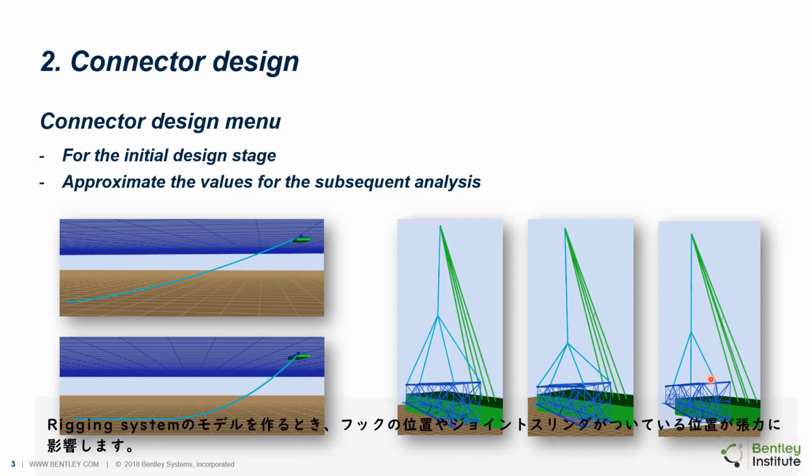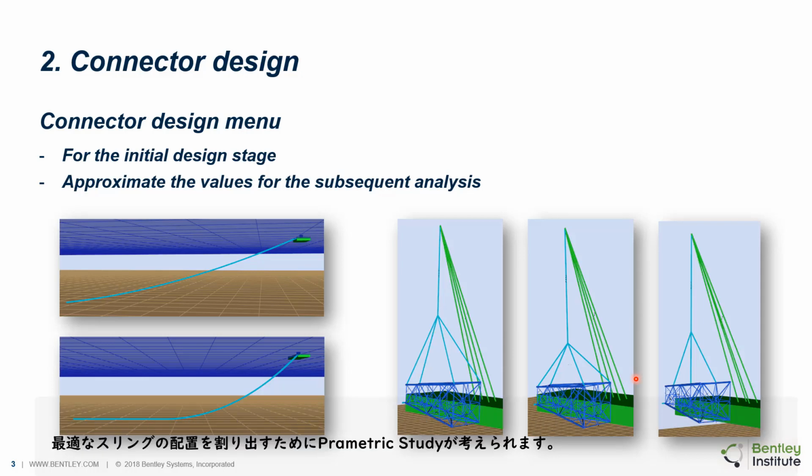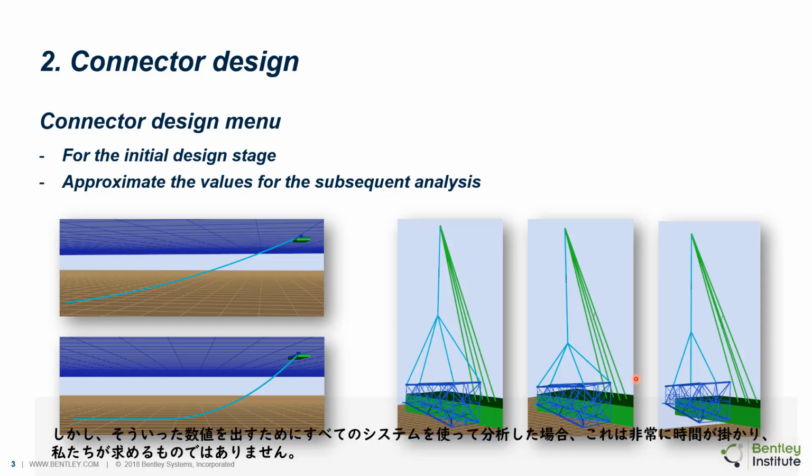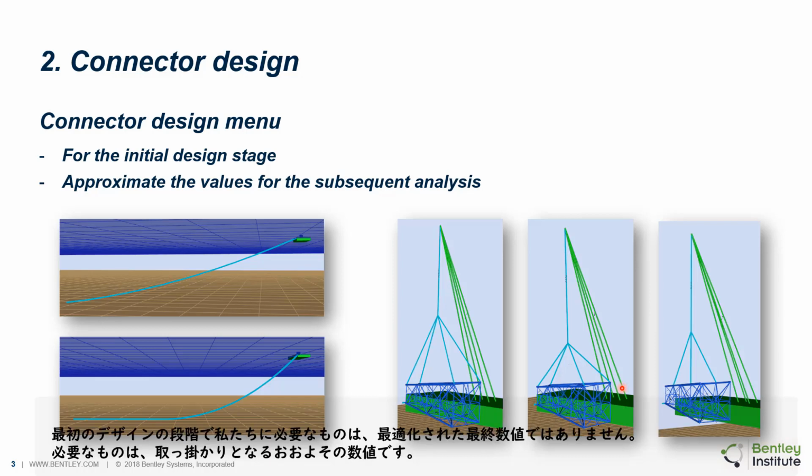When you model the rigging system, the location of the hook point and the joint the slings are attached to affect the tension in the line. Here, we may think of a parametric study to find an optimized sling configuration. However, if we perform the study by running the analysis with the whole system, this could be very time consuming. And furthermore, this may not be what we want.